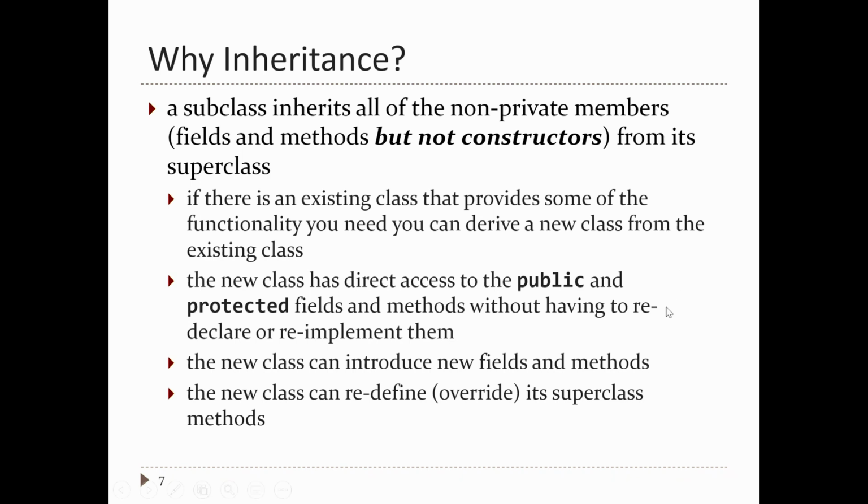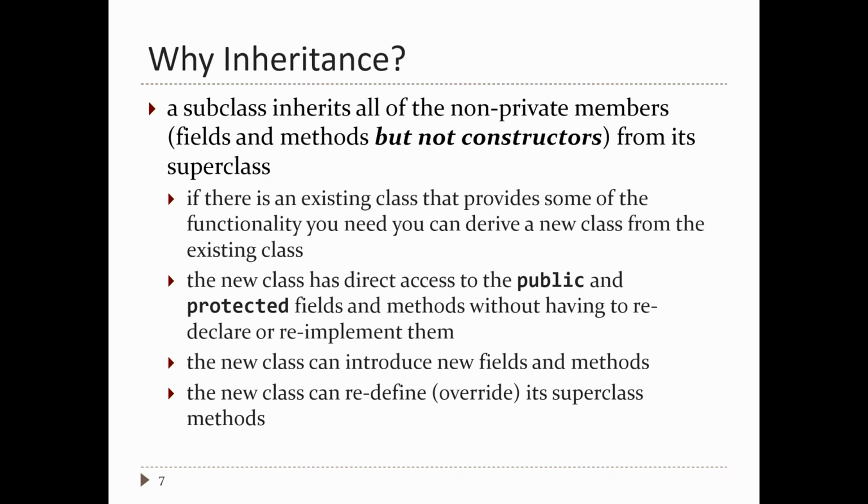So what does that mean? Your new class gets direct access to all of the public and protected fields and methods without having to redeclare or re-implement them. That's very powerful. You can get all of the benefits of another class without having to write a single line of code. For example, if you make a class in Java, it automatically inherits from Object. So what's the implication of that? You can automatically use toString, hashCode and equals on your new class without having to write an extra line of code. It automatically inherits those features from the class Object.